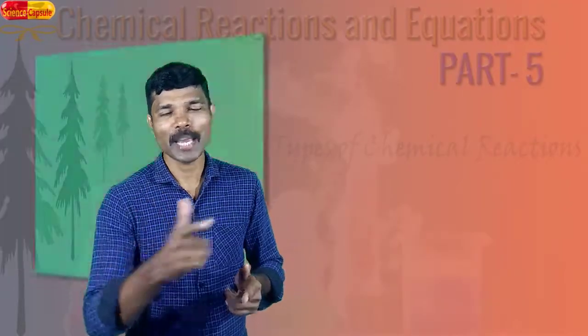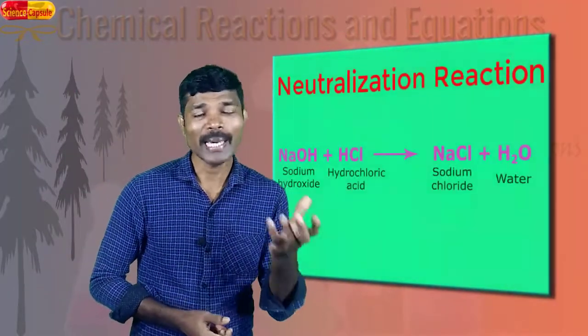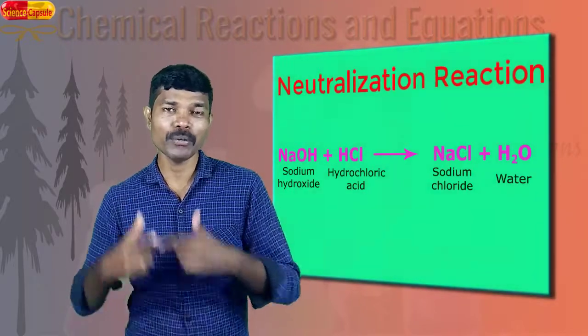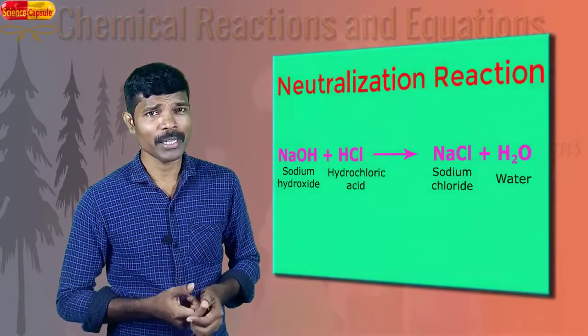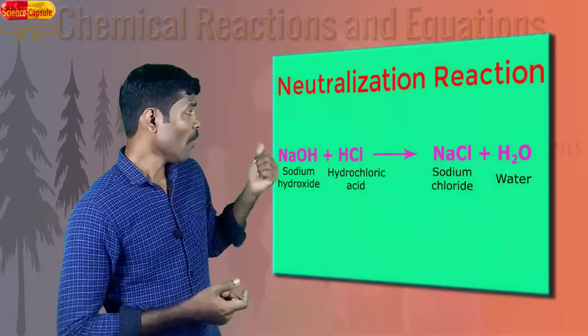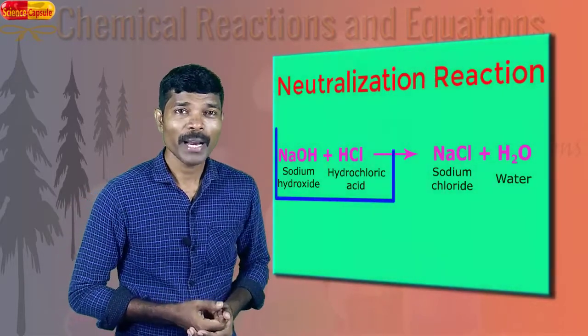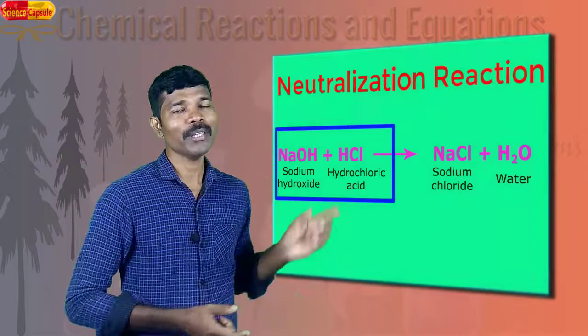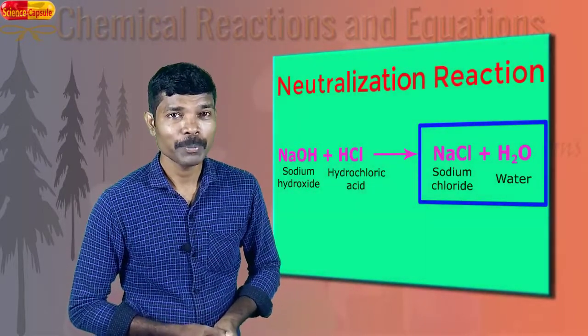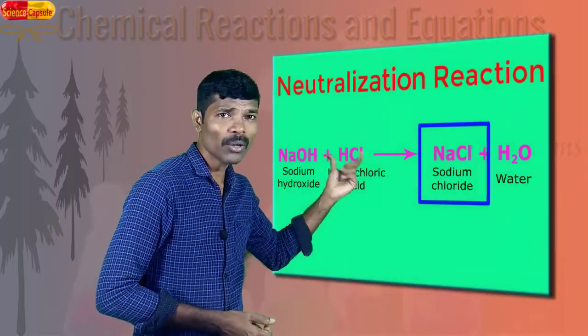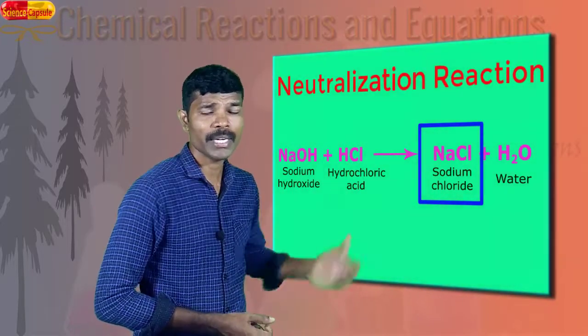Neutralization reaction is a type of reaction in which a base reacts with an acid and produces salt and water. Here in this case, why it is called neutralization reaction, about that we will see. On the screen you see sodium hydroxide reacts with hydrochloric acid. On the product side you can see sodium chloride and water is produced. The sodium chloride is a salt which exists in a neutral state.